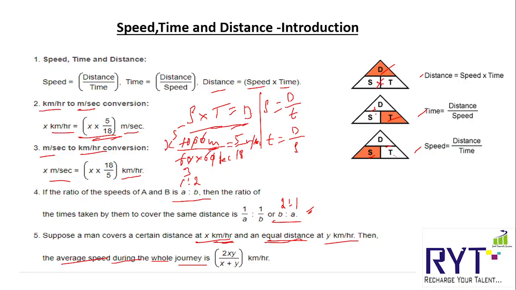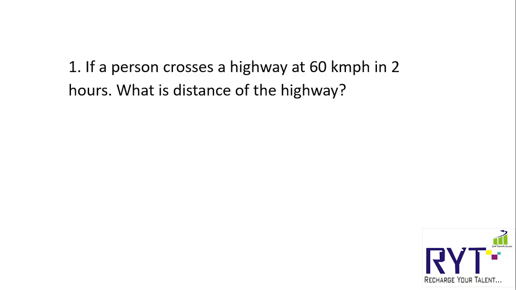Suppose a boy is going from home to college and coming back from college to home. So equal distance but different speeds. That time we will use the formula 2xy by x plus y. So let's get started. Let's solve some questions.